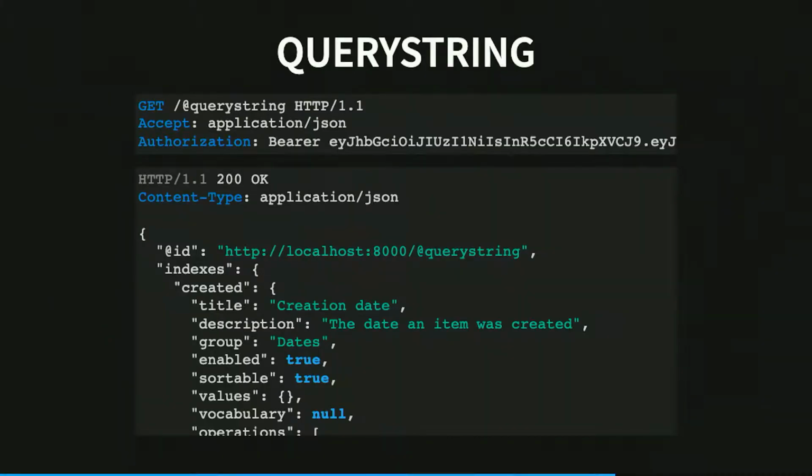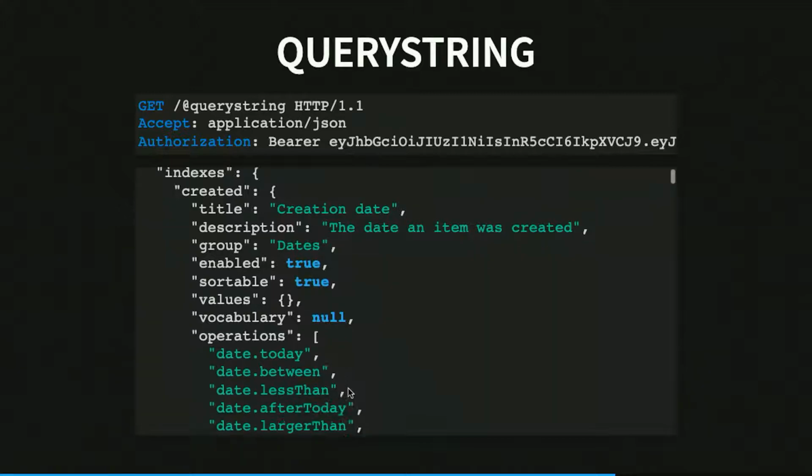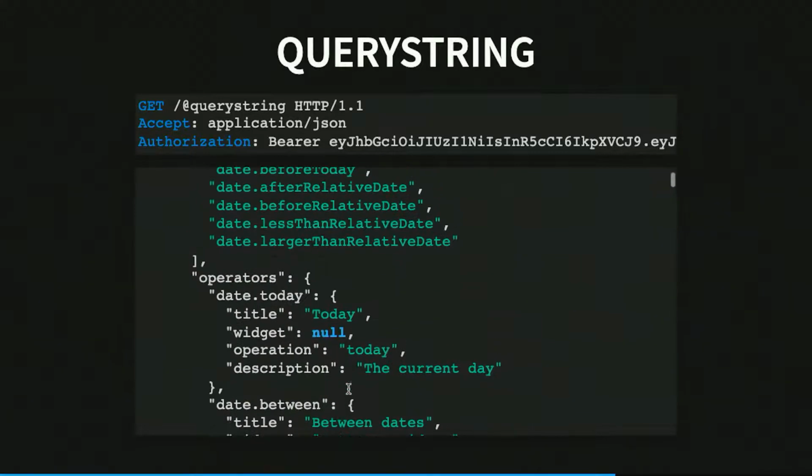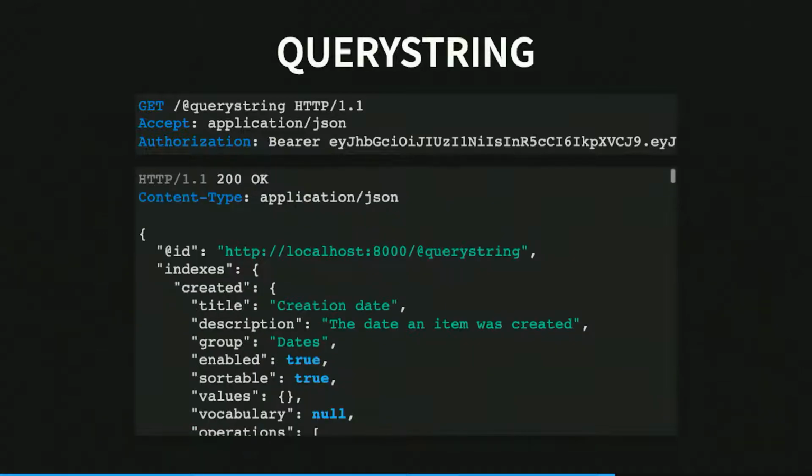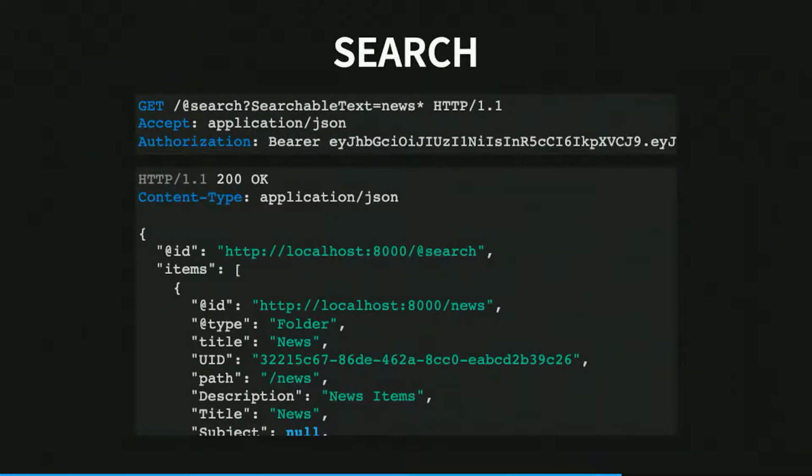Then if we go to the query string endpoint, we can obviously fetch all that data again. That will give us all the indexes back and all the operations we can do on them. So we can use that in a search widget or in the search view. And when we actually do the search, we can just add it in this case to here. This is the normal search endpoint. There's also a query string search endpoint, same as in Plone, but that's not fully functional yet.